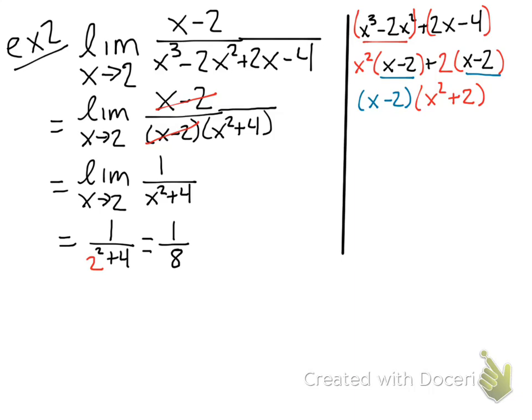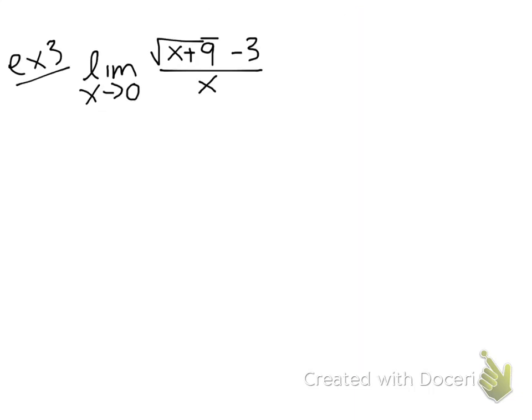Okay, let's try another problem. This time, let's look at the limit as x approaches 0 of the square root of x plus 9 minus 3, over x. Again, you want to start by trying direct substitution because a lot of times that works. It makes our life easy.